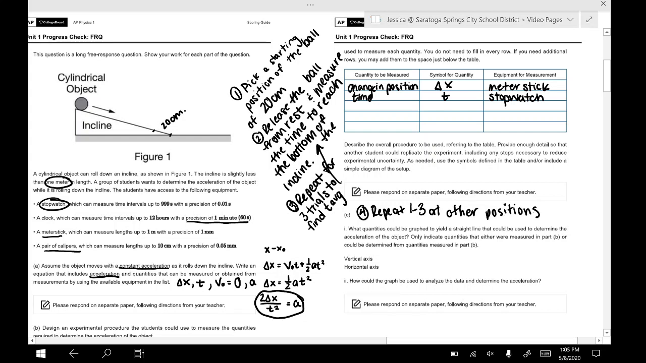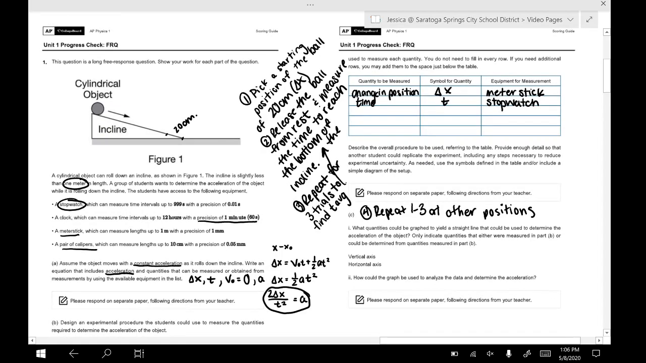Okay? So we have something that measures delta x. We have something that measures t. We're getting rid of experimental uncertainty. Wonderful. So C then says, what quantities could be graphed?